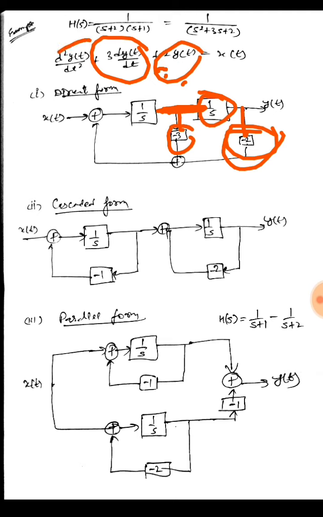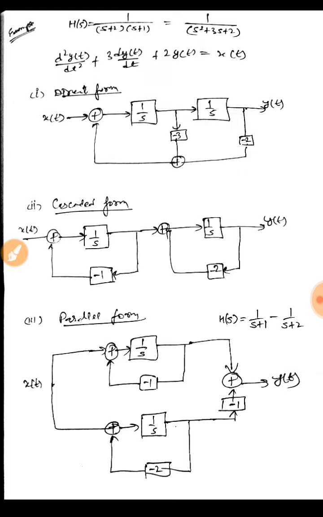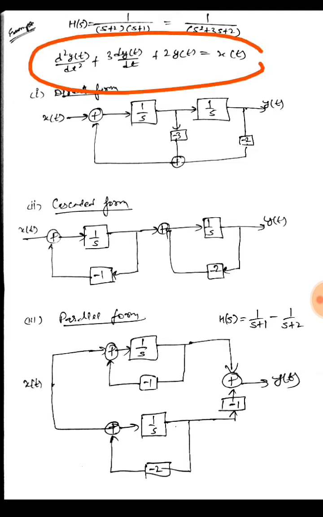And in this case we don't have any coefficient, so it would be 1. If there was a coefficient also, like 2 into d square by dt, I would have taken one more -2 over there. So this is how you can represent the direct form using the differential equation. Okay, by looking at the differential equation or the transfer function, you can easily draw the block diagram.